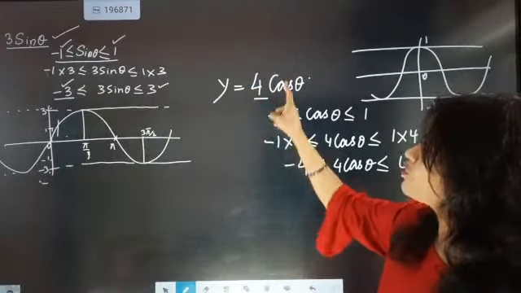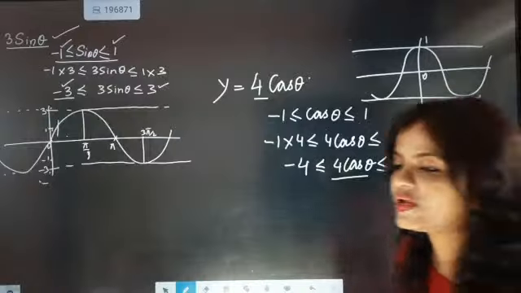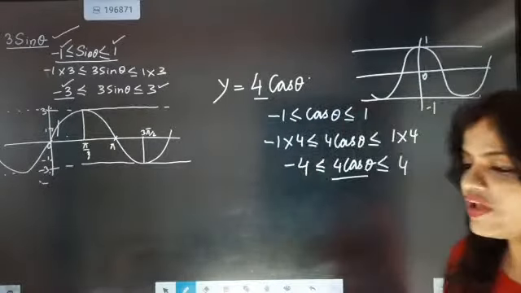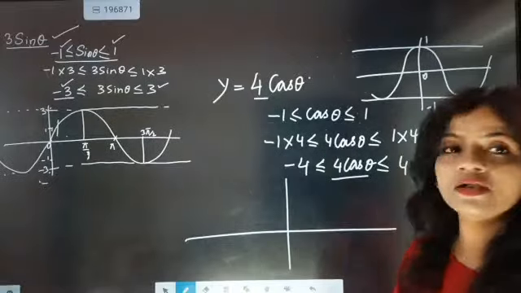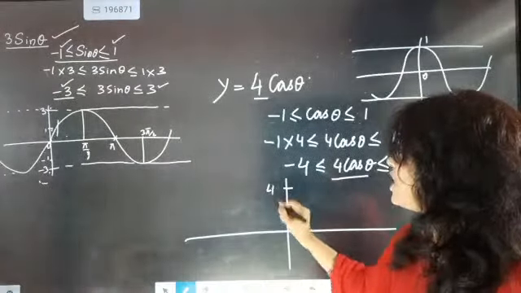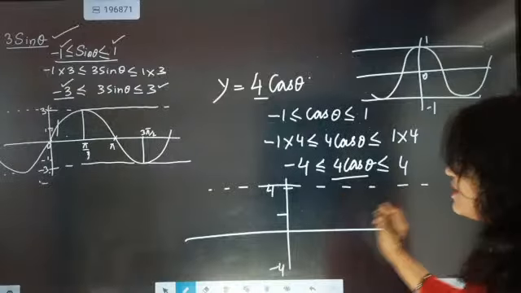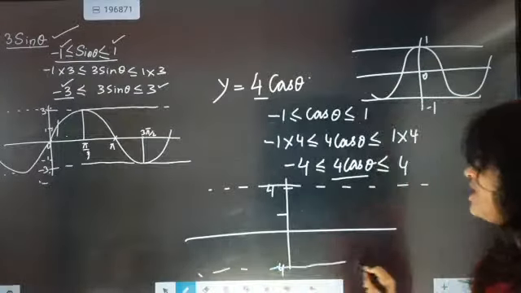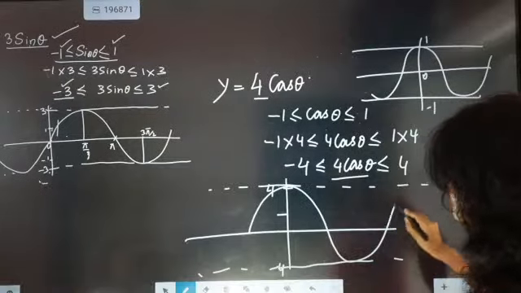So here 4 cos theta. Here the basic point is 4 cos theta. Now the interval is coming between minus 4 to 4. Very good. So now only one small work you have to do. Rather than writing 1, now you have to write here 4 and here minus 4. And then draw the dotted line and rest other everything will be same. It will go like this and this.